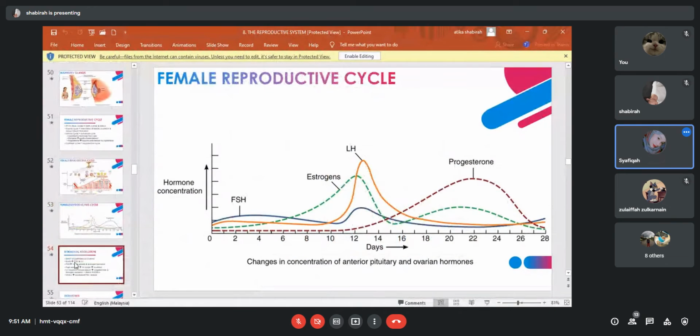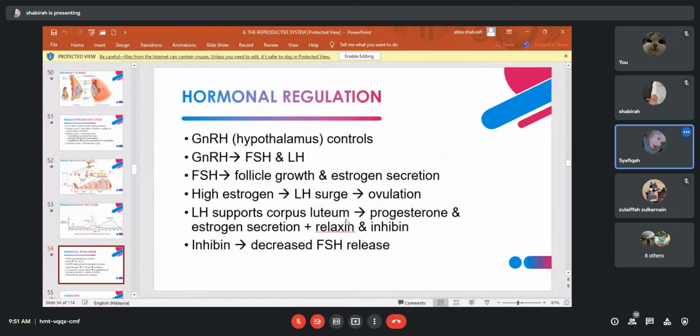Okay, next is hormonal regulation. Okay, yang ini low levels of estrogen and progesterone stimulate the hypothalamus to release the GnRH, and then GnRH will stimulate the anterior pituitary to release the FSH and LH hormone. And then FSH will trigger follicle to growth and estrogen secretion. High estrogen will sudden spike of LH ni dia akan go to ovulation.